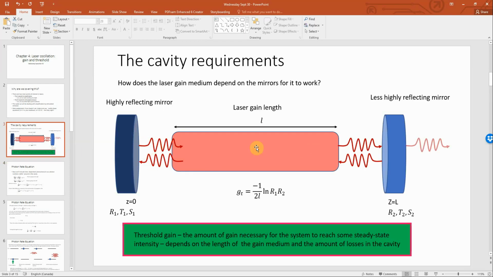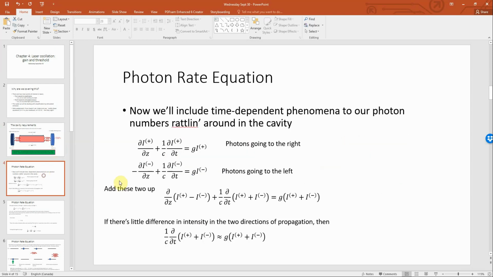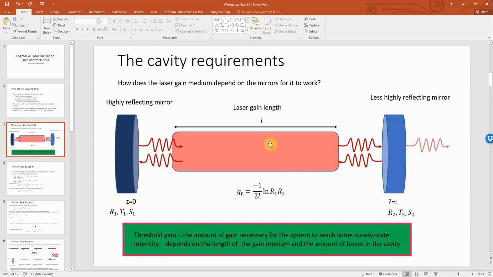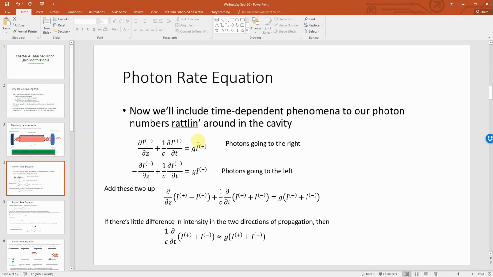In just free space, this would be equal to 0, because you'd have the same number of photons going in as going out. But because we have gain, because this gain medium is being pumped and we have a whole bunch of atoms in an excited state, we can actually extract energy out. So the number of photons leaving here is going to be more than the number that come in, and that's related to this gain times the number of photons. So that's the number of photons going to the right.